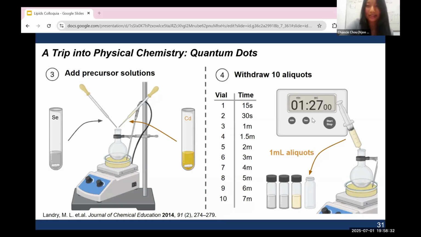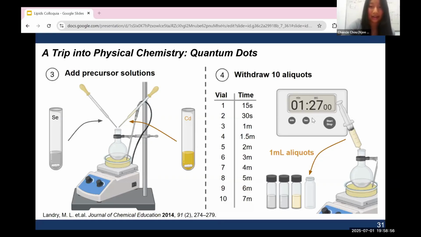And so this experiment typically requires at least 3 people. We have one person on the timer just counting down right before we have to withdraw an aliquot. One person is doing the actual syringing, and one person is handing the person syringing the different vials. So it's quite an exciting reaction to run.